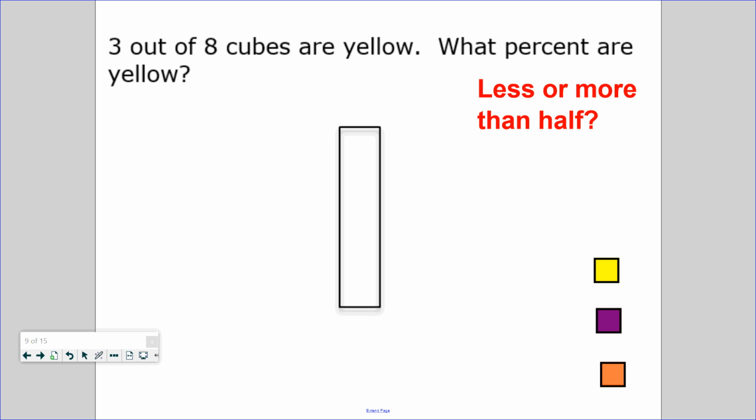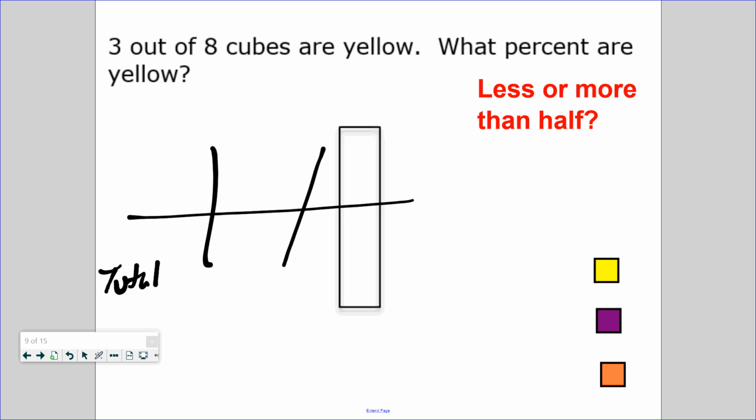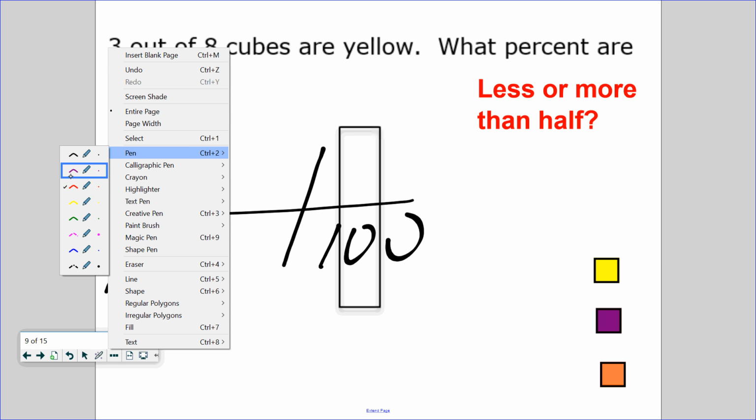3 out of 8 cubes are yellow. What percent? So how many total cubes are there? 8. 3 of them out of 8 are yellow. So how do you build it up to 100%? There are several ways you could do it. I think this way is actually, I like this way. Some of you may not.